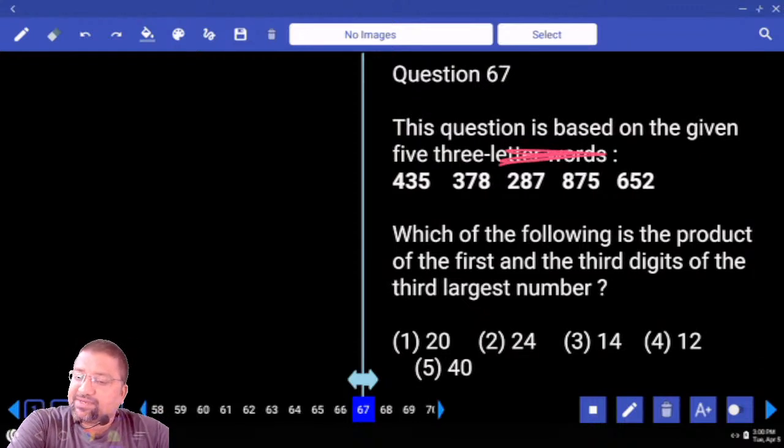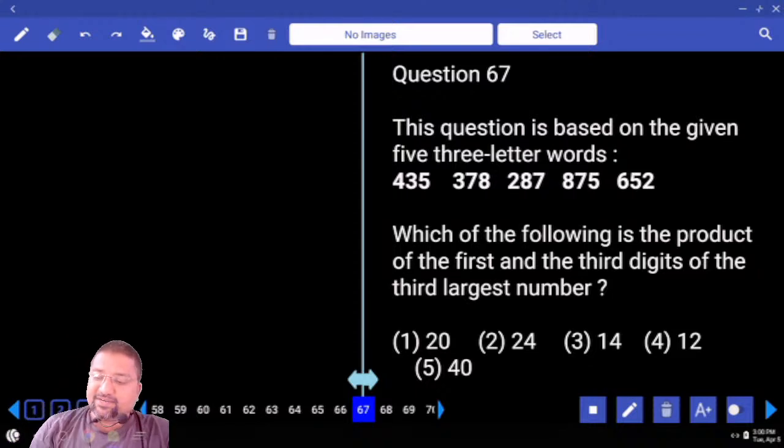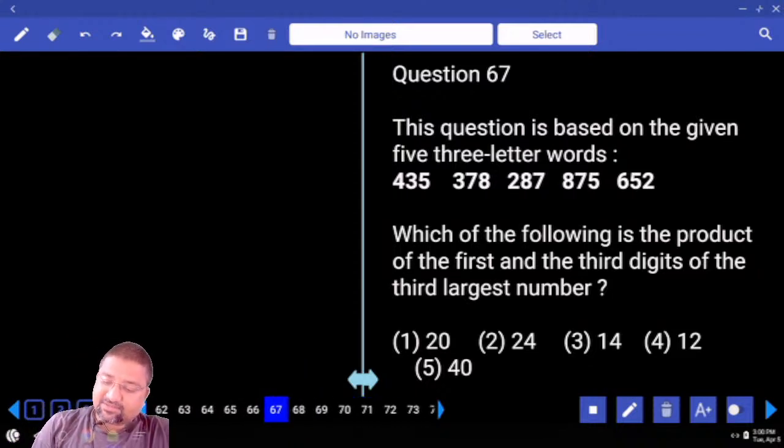Which of the following is the product of the first and the third digit of the third largest number? What is the first largest number? 875. Second largest, 652. Third largest, 435. And you are talking about the product of the first and the third digits of the third largest number. 4 and 5. Product.